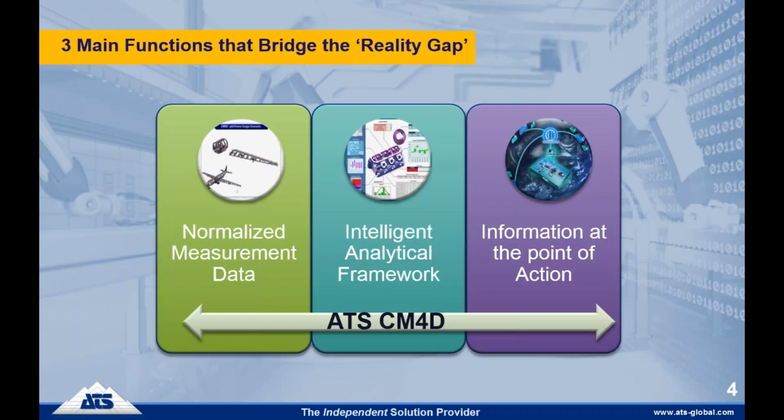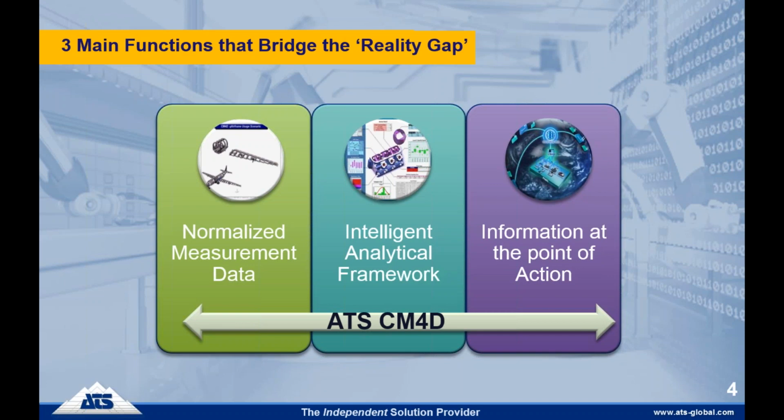So CM4D does this by addressing three major roadblocks to efficient monitoring and decision making. The first roadblock is integrating a variety of data formats from your output devices or your measurement devices. The second roadblock is the difficulty of creating and maintaining very good comprehensive reports. And the third roadblock is the difficulty of manually maintaining the delivery of those reports to the right people in your organization.